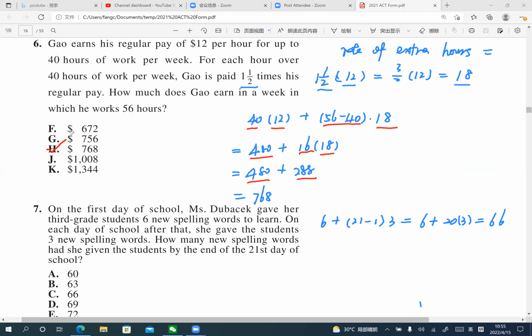Question 7. On the first day of school, Mrs. Dubecca gave her third grade students 6 new spelling words to learn. On each day of school after that, she gave students 3 new spelling words. How many new spelling words had she given the students by the end of the 21st day of school? So the first day is 6 new spelling words. And after that, the 20 days, each day 3 new spelling words. So 20 times 3 is 60. So 60 plus 6 is 66. So we should choose option C.